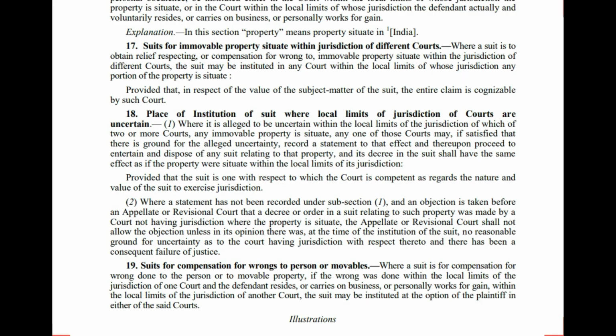Now let us see section 17. Suits for immovable property situated within jurisdiction of different courts. Imagine a property is situated in a place where two courts have jurisdiction. For example, there is a court A and there is a court B, and this property lies in the border of these two courts, covering both the jurisdictions. Then in that case, where can a suit with respect to that property be filed?